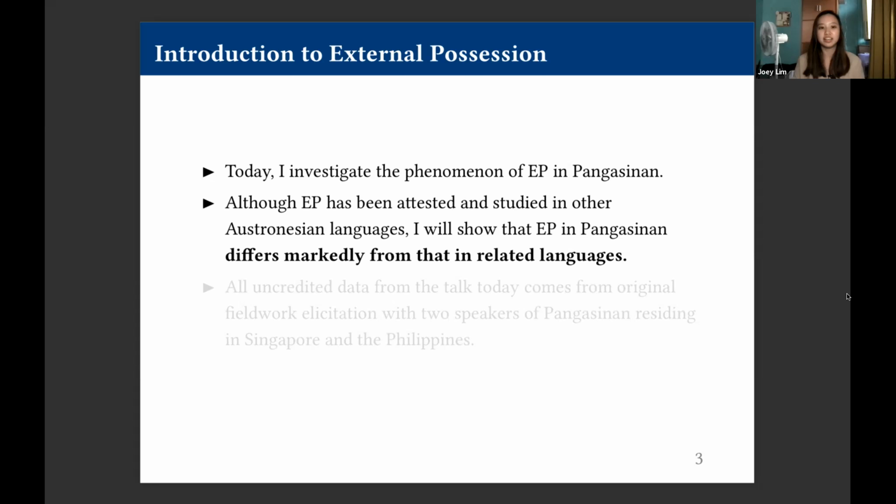So in 1, we have the neighbor, which is the possessor, being marked with the dative case, which is separate from the possessor marked with the accusative case.